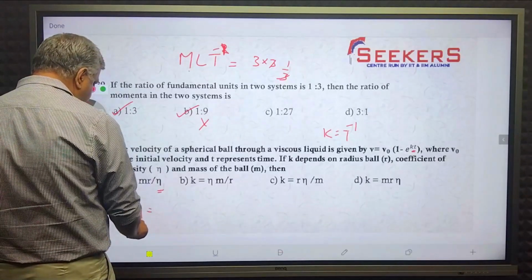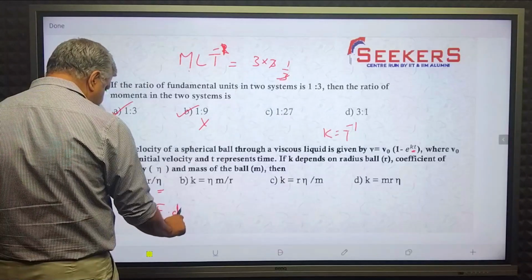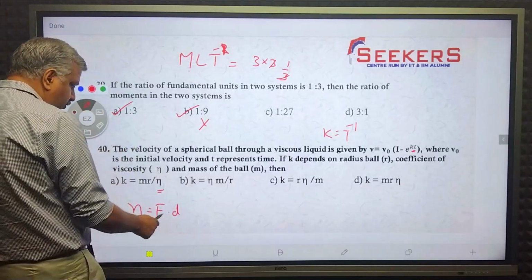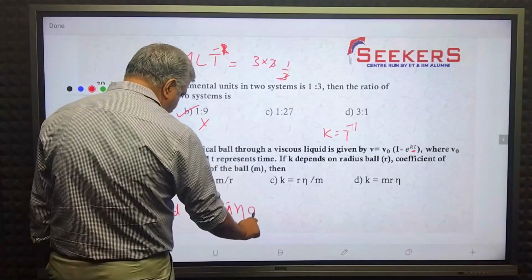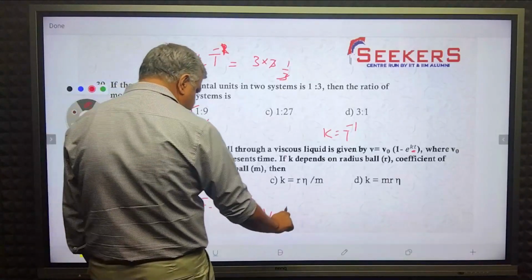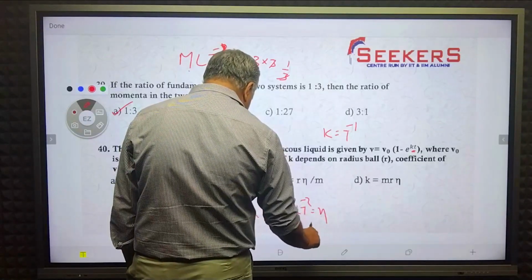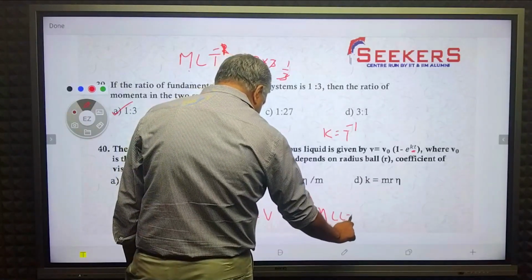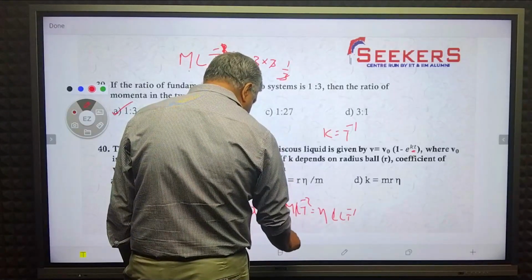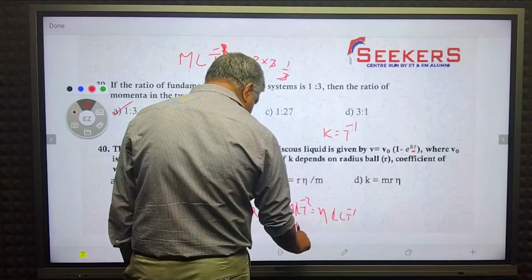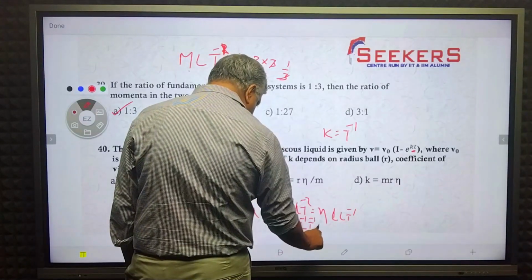So now I need to know what are the dimensions of viscosity itself. The coefficient of viscosity is F into... I can either remember Stokes law. Stokes law says F is equal to 6 pi eta R V. So here I can say M L T power minus 2 is equal to coefficient eta, L, T power minus 1. So this L gets cancelled. So the coefficient of viscosity has a dimension M L power minus 1 T power minus 1.